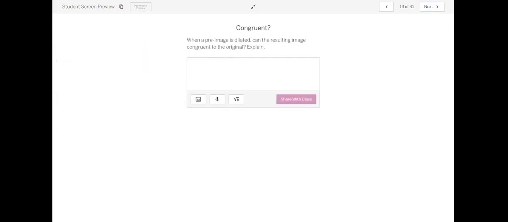When a pre-image is dilated, can the resulting image be congruent to the original? Once again, if you have not filled this out yourself, you can press pause and think about it and explain. But if you have, then I just want to remind you that a scale factor of 1 gets us the original image. It makes it congruent. So very important to know is that a scale factor of 1 means that it's congruent.